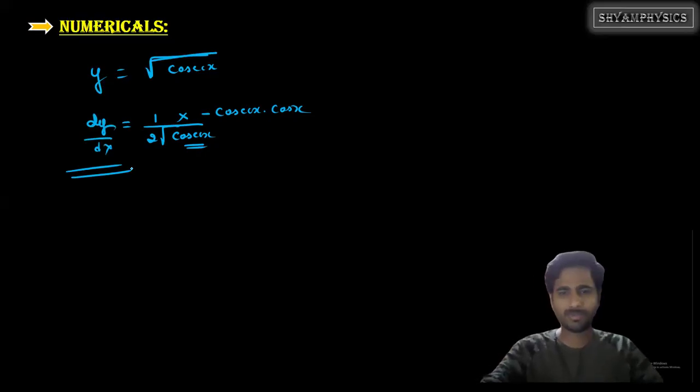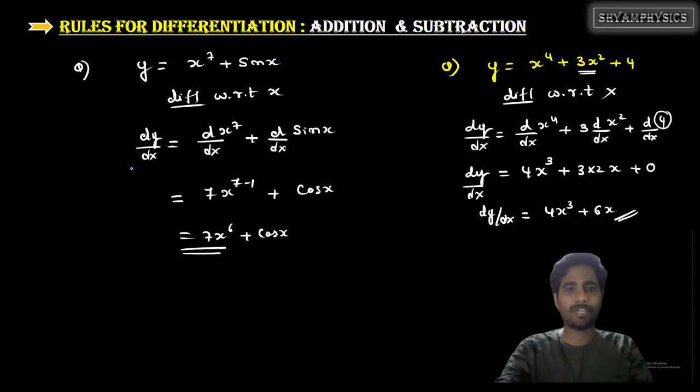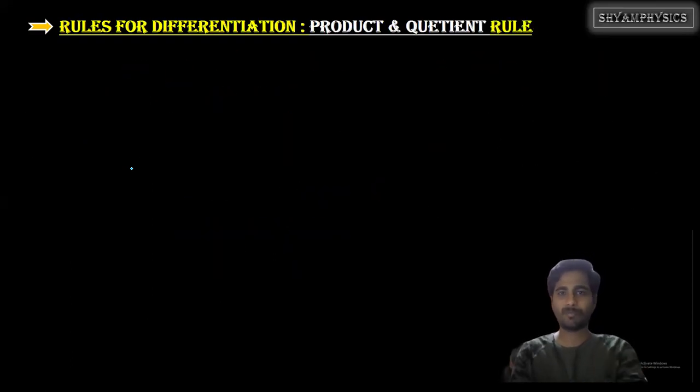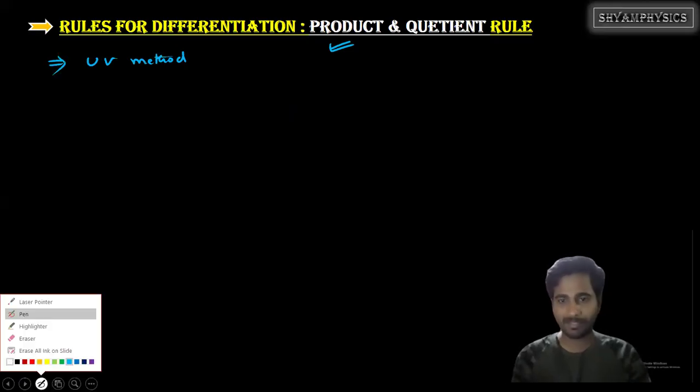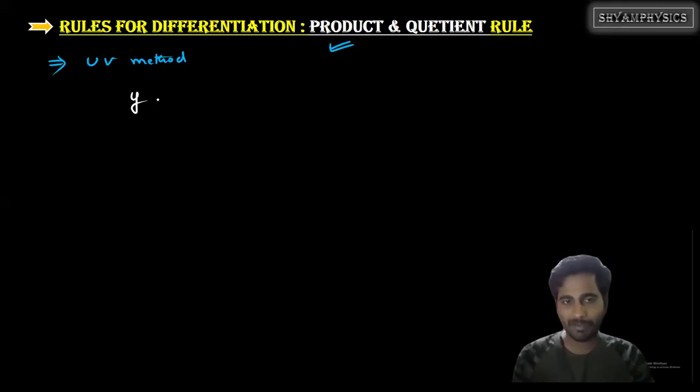This is almost the addition rule, and one more point I told here. Next, we'll come to the product rule and the quotient rule. Quotient rule we won't get in physics in most places, but product rule we'll get everywhere. Product rule means simple. We'll call this the UV method. Simply we'll say this as the UV method. It means, for example, y is a function, f of x.